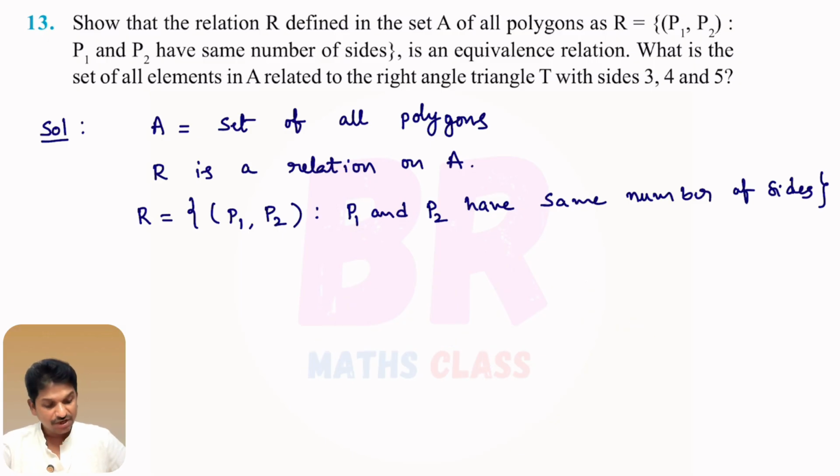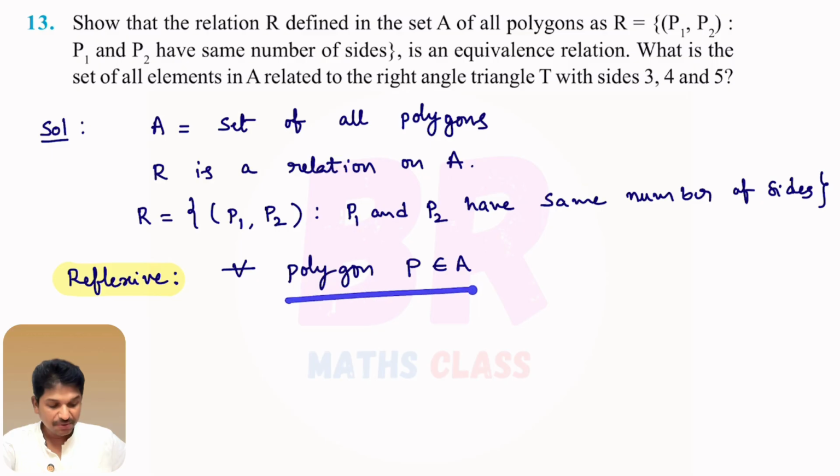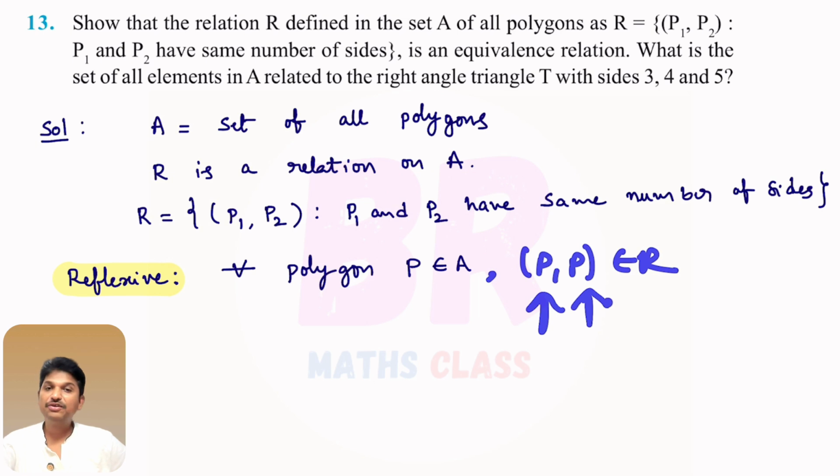Okay, now we need to show that this relation is an equivalence relation. Okay, reflexive relation. When we say this relation is a reflexive relation, I'll take a polygon P in set A. For any polygon P in set A, when I say (P, P) belongs to R, this polygon has the same number of sides. Actually, P is the same now.